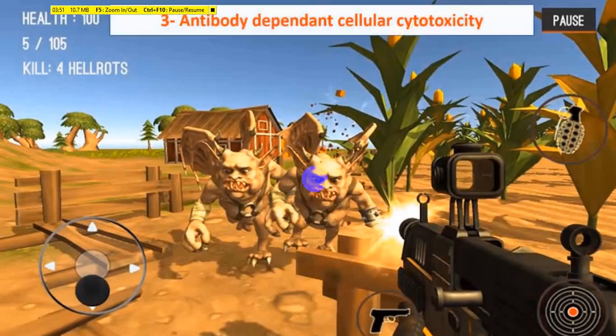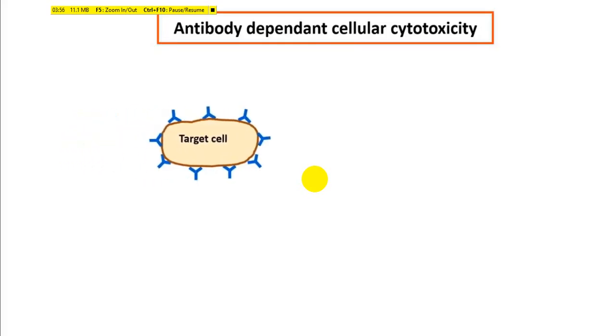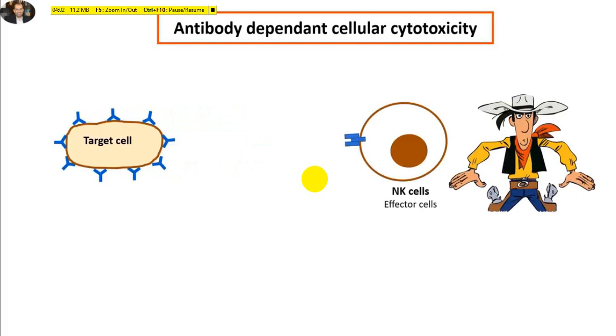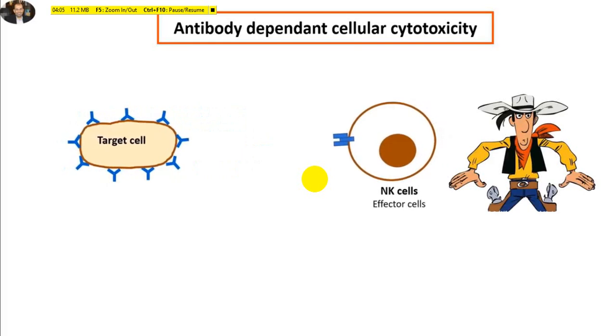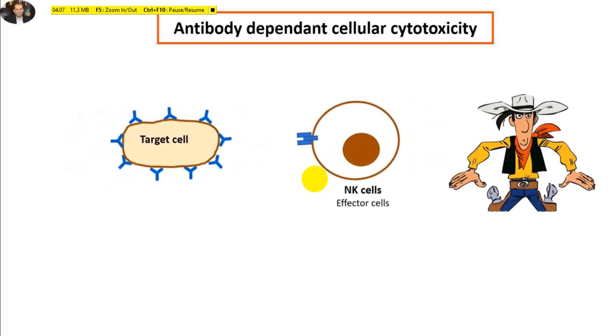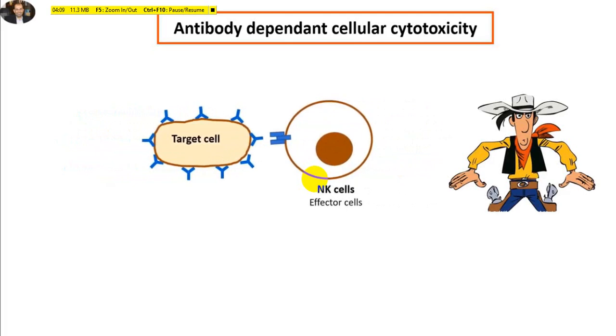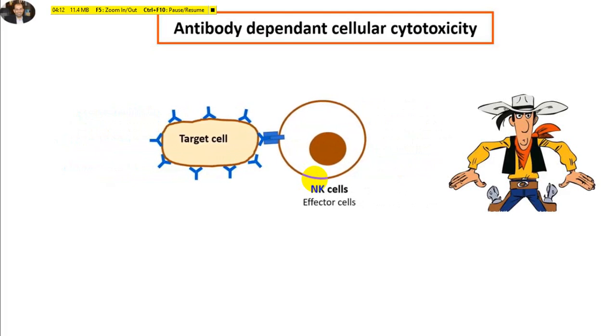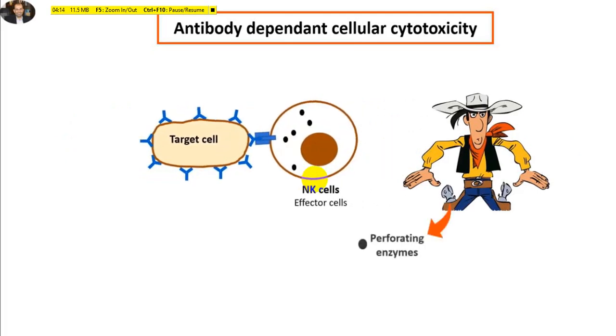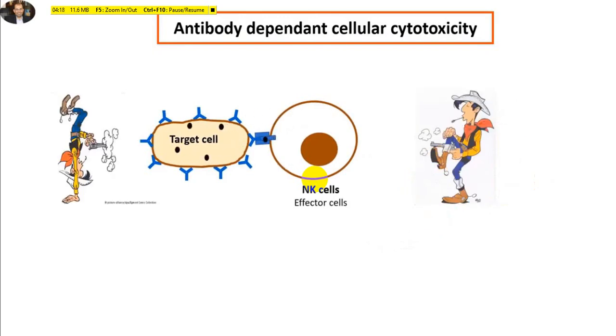Thirdly, antibody-dependent cellular toxicity, where antibodies attack antigens on the surfaces of the targeted cells. Then, the Fc part of the antibodies binds to specific receptors on the natural killer cells. The natural killers do not phagocytose the antigen-antibody complex, but instead they release a group of perforating enzymes which ultimately destroy the target cells.